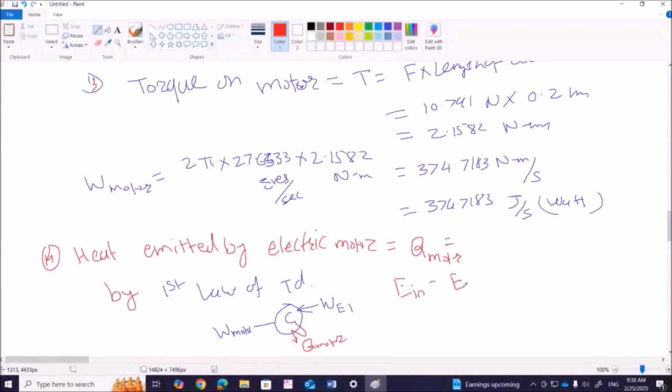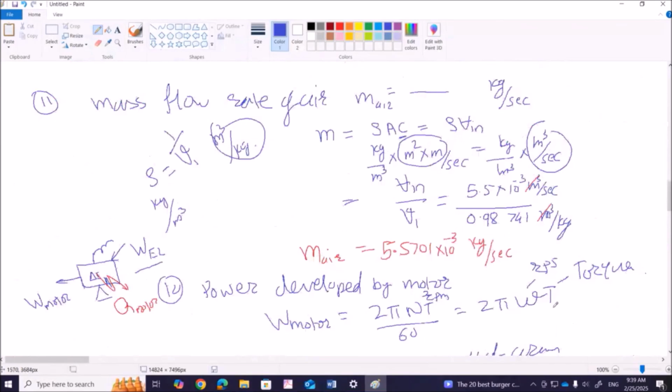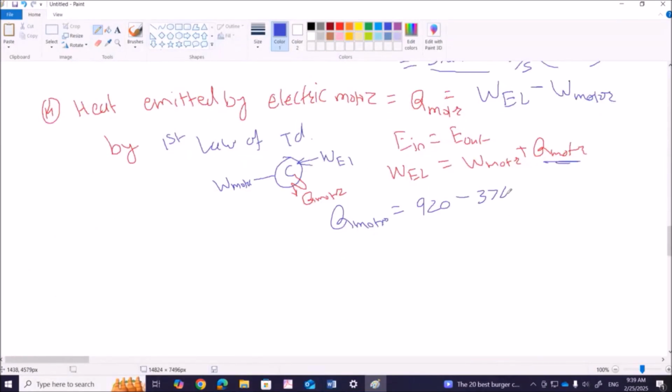Energy in is equal to energy out. So what is in here? WEL. What is out? W motor plus Q motor. So what I need is Q motor. No need to memorize any formula. Okay, so I can write here Q motor is equal to WEL, how much WEL, 920, minus 374.7183. So here I will get Q motor is equal to 554.2817 watts.